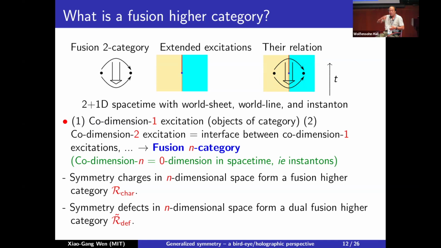And then in Shouhen's talk, we heard that the symmetry can also be described by symmetry defect. This topological defect corresponds to symmetry. The symmetry defects can also fuse and things like that, and they are also described by a fusion n-category. So we have a fusion n-category of symmetry charge and a fusion n-category of symmetry defect.